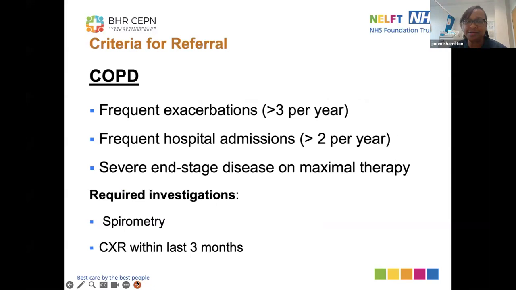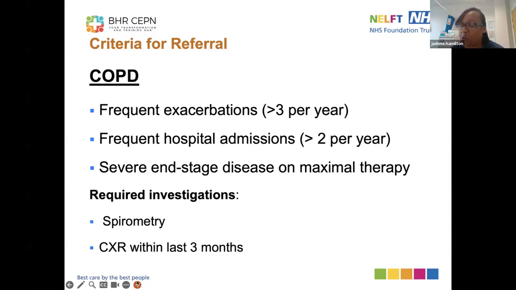Next slide. Okay. So just a few things. I think Dr. Hack went through the whole process for referring to the community, but just to touch on a few things. If you're referring for COPD, we would prefer those patients who are having frequent exacerbations, so maybe two or three in a 12-month period. Those with frequent hospital admissions, even if it's just an A&E visit, and those at the severe end stage of their disease and they're already on maximal therapy.